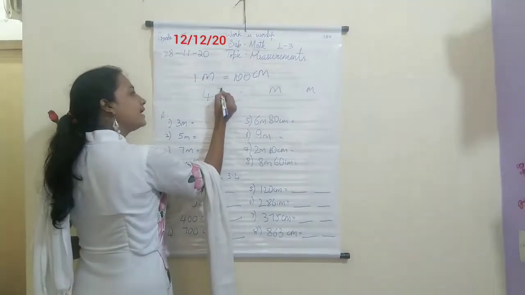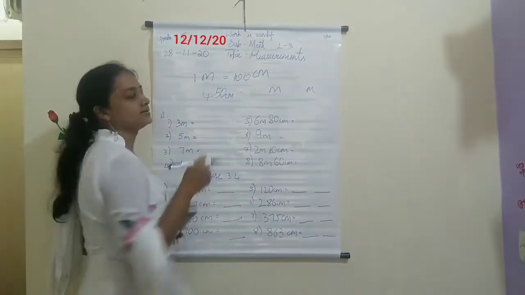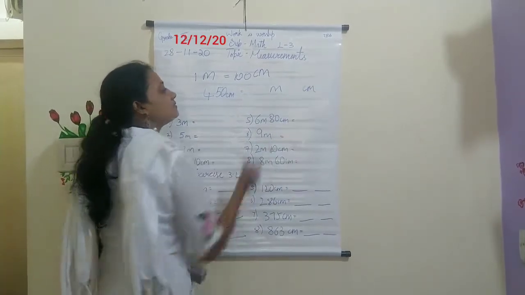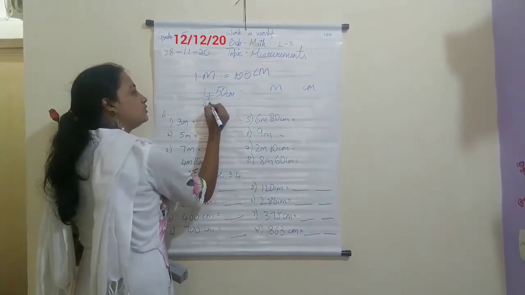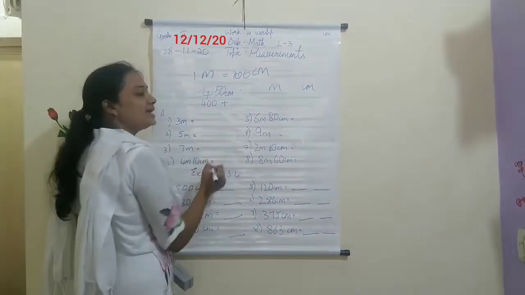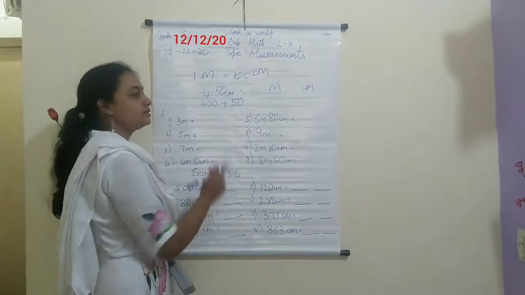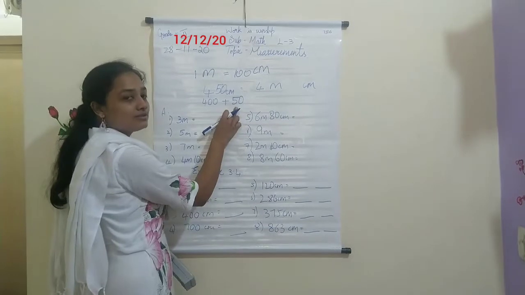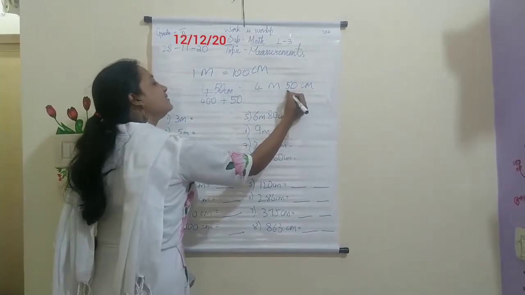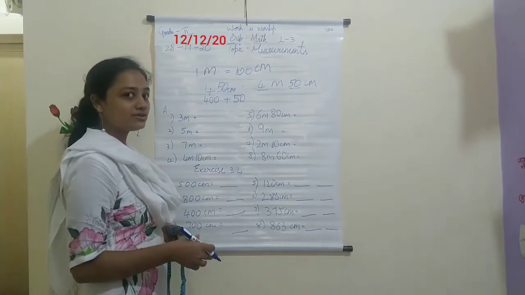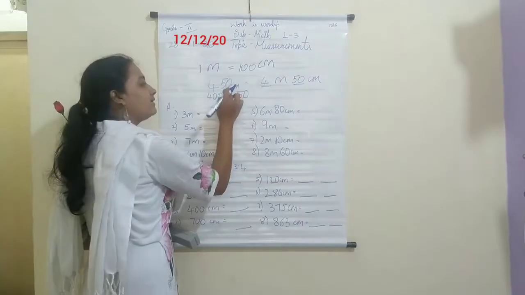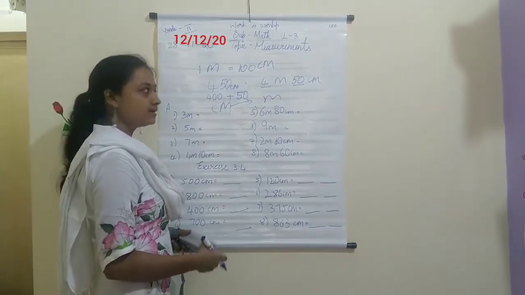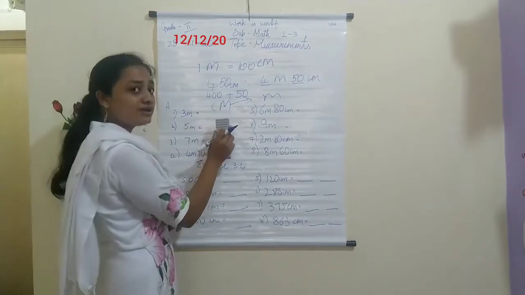I have 450 centimeters. How will I write it in meters and centimeters form? I am going to split this into 400 plus 50. 400 will be 4 meters. 50 will be 50 centimeters. Are you clear, children? What did I do now? I had centimeters, and I wrote it in meters. Now let us do the opposite.